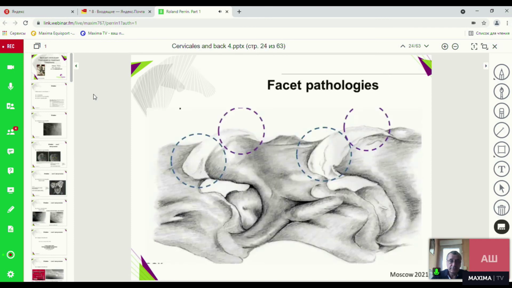So, if you know exactly where the small bone you want to remove is, you can have a cranial approach or a caudal approach. The cranial is blue and caudal is violet.